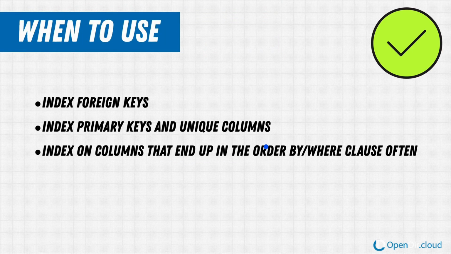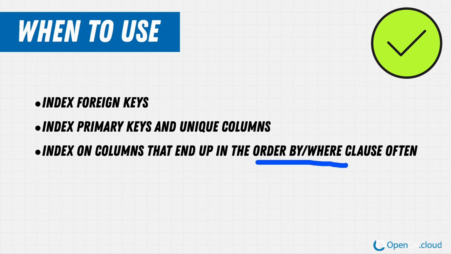And now comes the most important part. When do I use indexes? Well, we always index foreign keys, and we always index primary keys and unique columns. So any column that could contain unique pieces of data, like columns that can only get certain inserts, they have to be unique. Well, we're going to index those because they're unique, so we don't have to keep a table of reference against that. We also always index on columns that end up in the order by or the where clause often.